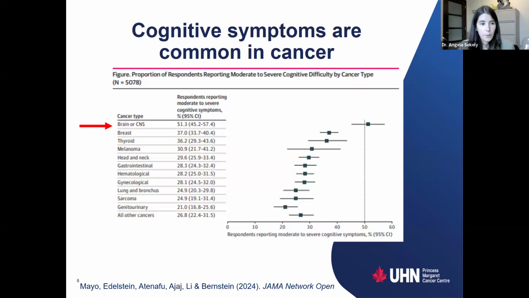This dotted line here suggests that this is about 50% of those people are reporting moderate to severe symptoms. And you can see that brain and other central nervous system cancers are a little bit above that dotted line, so a little bit more than 50%. Whereas other types of cancers are a little bit less. So this is followed by breast and thyroid cancers, and then all the way through different cancer groups. And this is averaging around 25 to 40% roughly for different cancer types. So all of this to say that cognitive symptoms are common in patients themselves. They notice them, and this is something that patients are coming to providers with quite often.